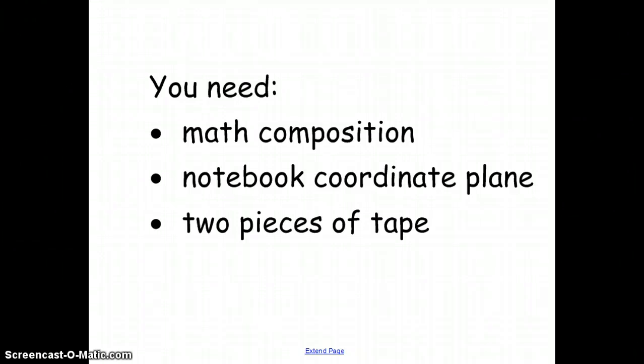We are going to talk a little bit today about coordinate planes. Before that, make sure you have your math composition notebook.